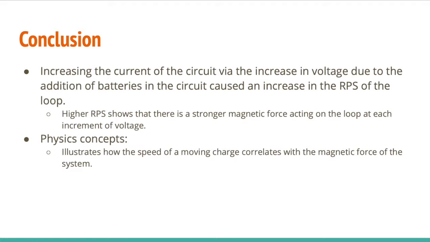In conclusion, we found through our experiment that increasing the current by increasing the voltage in the circuit caused an increase in the RPS of the loop. The higher RPS shows that there is a stronger magnetic force acting on the loop.